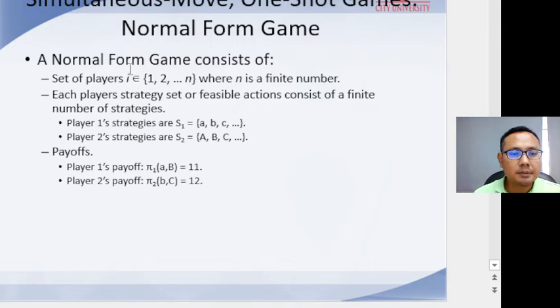So this is a simultaneous move, one-shot game, or normal form game. A normal form game consists of a set of players, where n is a finite number, and each player's strategy set of feasible actions consists of a finite number of strategies.